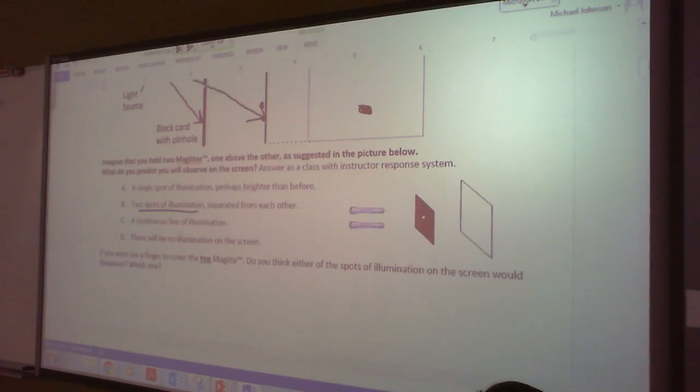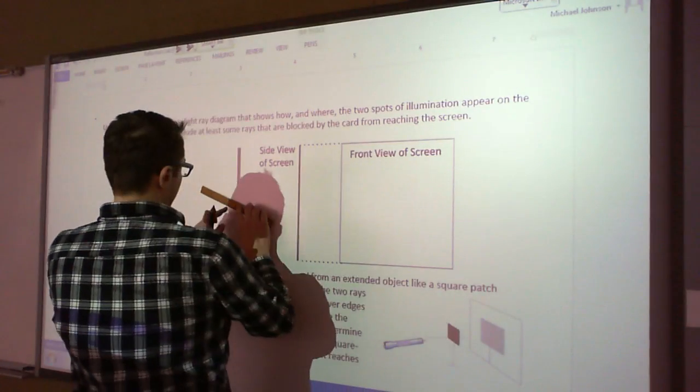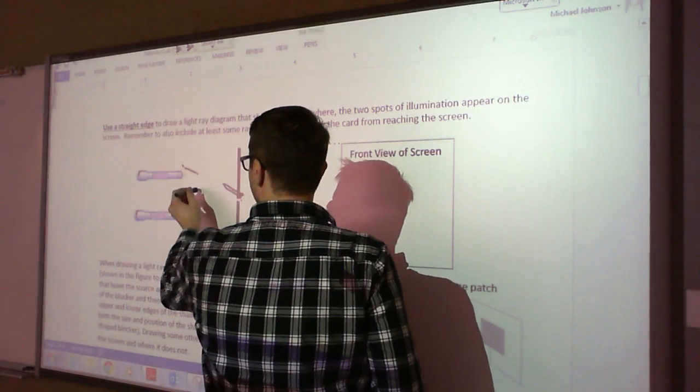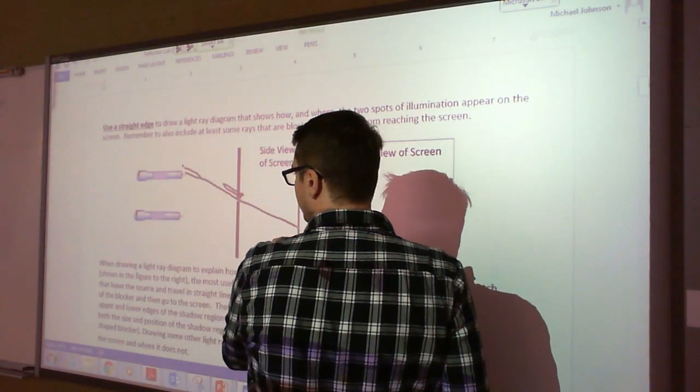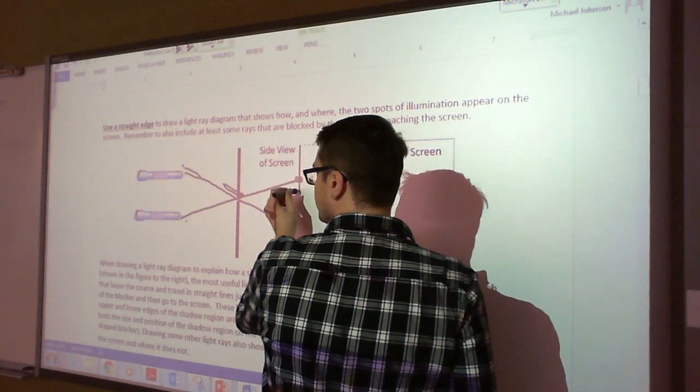Yeah. And what if we covered up the top light? Which spot would disappear? So the bottom, because this light from the top is going through to the bottom, and this light from the bottom is going through to the top. So on the next page, you could go ahead and use your straight edge and show that. So this light here going through to the bottom, this light here going through the hole to the top.